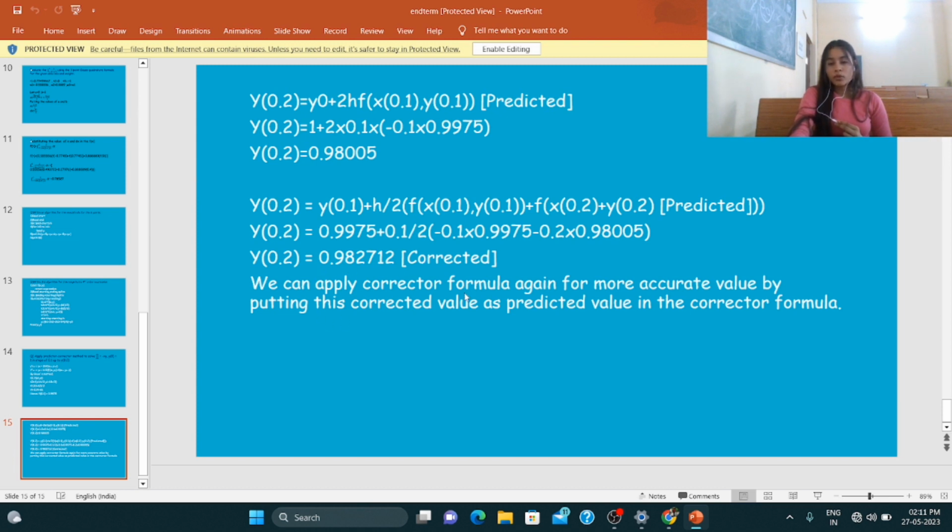We can apply a corrector formula again for more accurate value by putting this corrected value as predicted value in the corrector formula as done earlier.